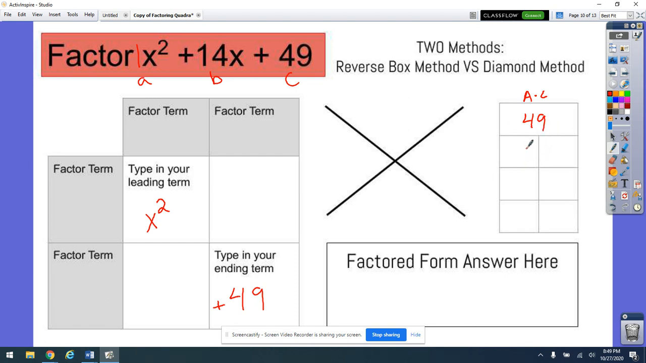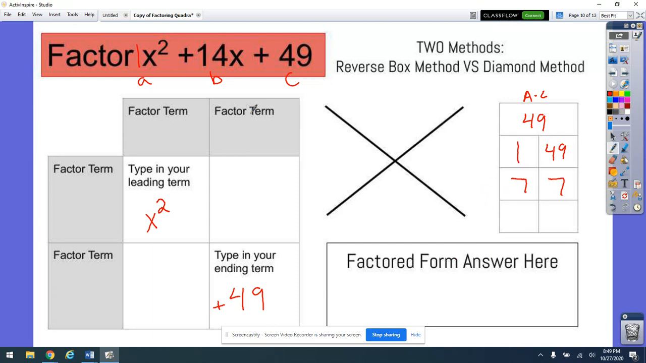So what numbers can multiply to get 49? You have to make up this list here, so you can practice this. I get 1 and 49. 3 doesn't work. 2 doesn't work, it's odd. And then another one I can have is 7 and 7. 7 times 7 gives me 49.